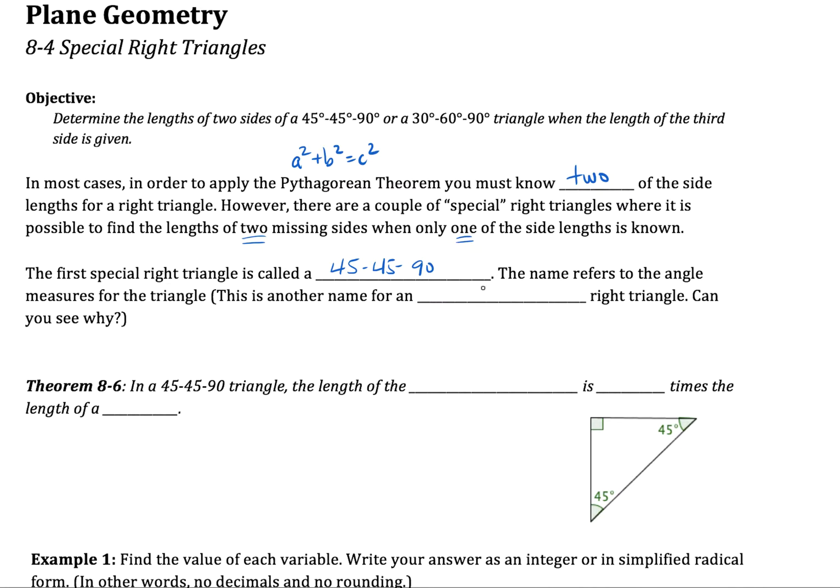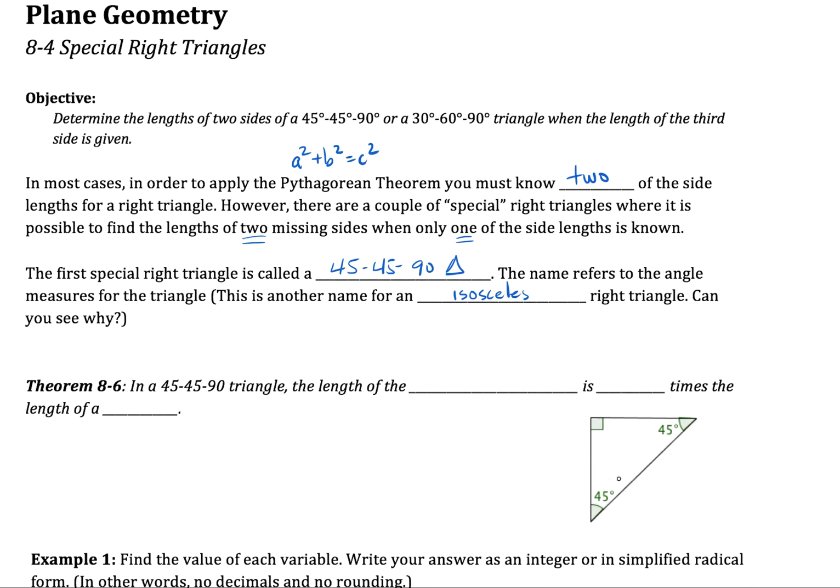45-45-90 triangle. That name refers to the angle measures for the triangle. In other words, this is a triangle, like we can see down here, that has two 45-degree angles and a 90-degree angle. So a 45-45-90 triangle. If you look at this, you might realize that what we're actually talking about here is an isosceles right triangle. It says, can you see why?